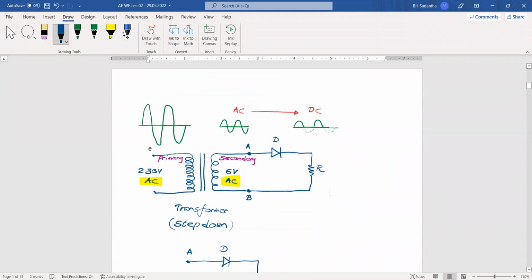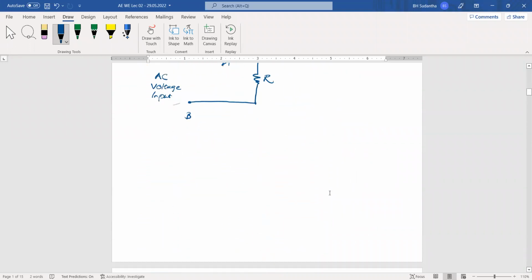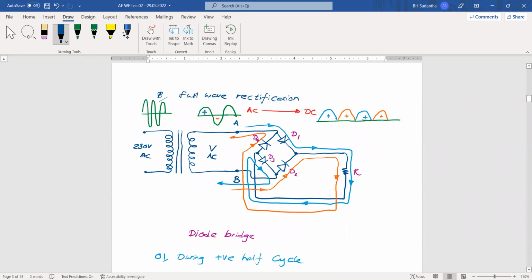Then when it comes to the full wave rectification method, we need 4 diodes. A diode bridge should be there. Compared to the previous one, the circuit is not as simple, but again, it's a simple circuit having only 4 diodes. With that, we have a huge advantage. We can take all the negative and positive cycles to the output side. Then that loss is not there.